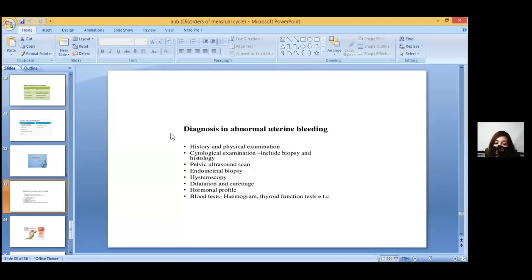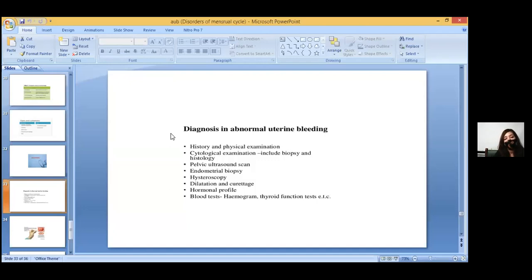So after doing history and physical examination, then comes the pap smear examination. While we are looking at the cervix, at that time we take the pap smear. Pap smear is a routine investigation that we do for the screening of cervical cancer. Then comes the pelvic ultrasound scan. If you cannot see any pathology, like the cervix is absolutely normal looking, and there is no abnormal discharge coming from the uterus or vagina, then you offer the pelvic ultrasound scan.